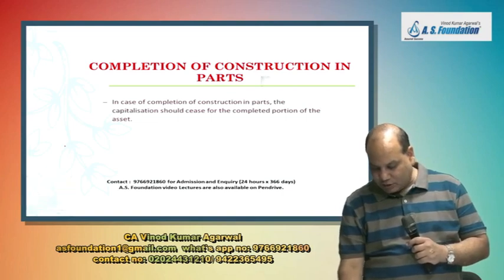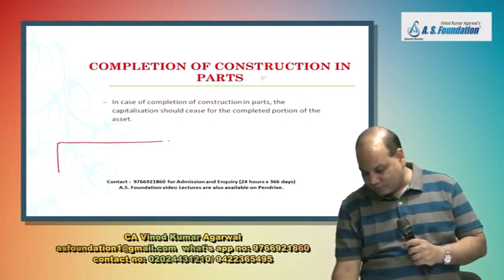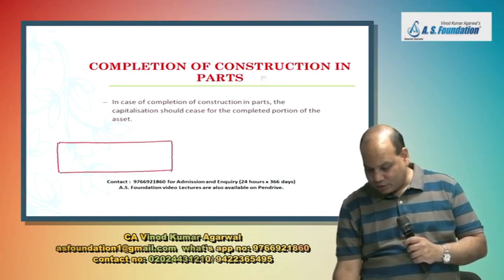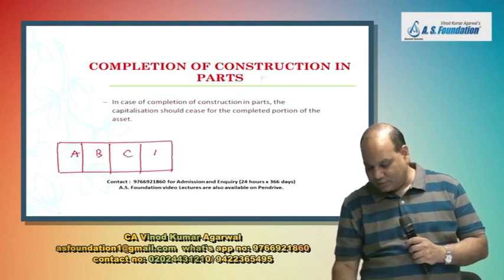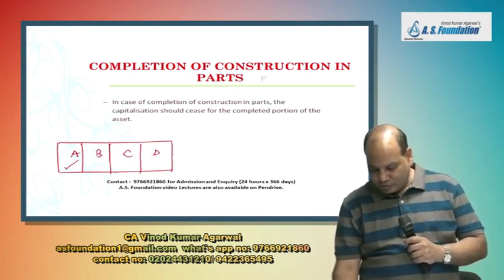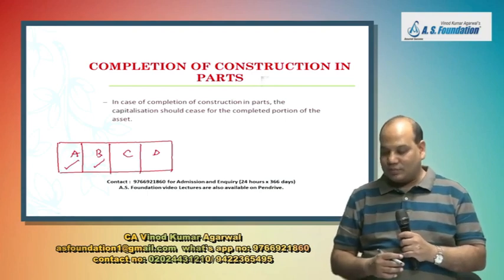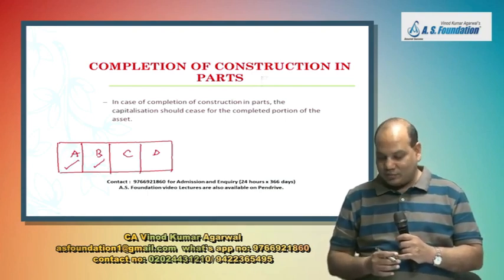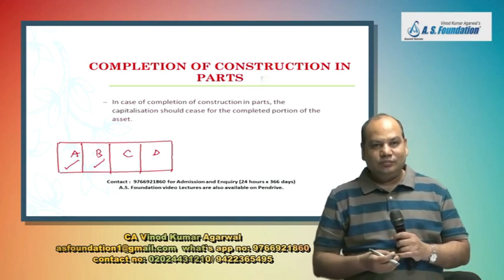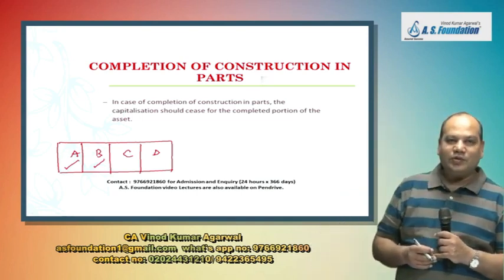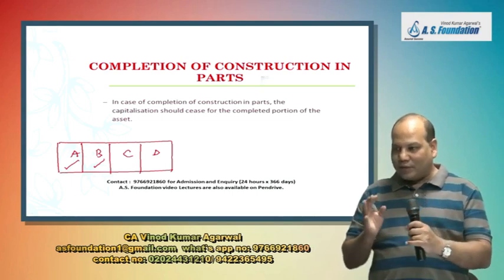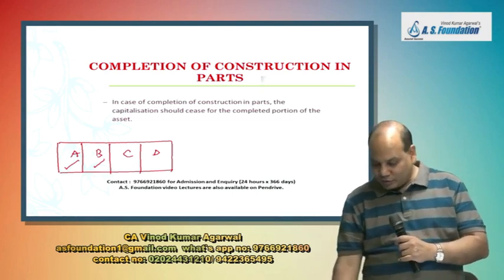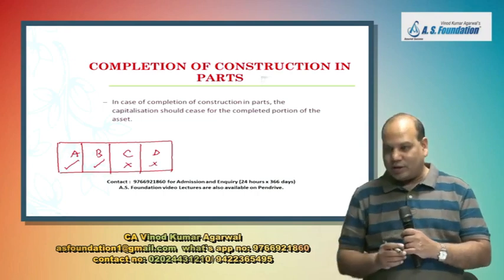Let us say this is an amusement park. It has 4 buildings, A, B, C, D. A and B are ready and opened for the public. They are collecting the money from the visitors, and the visitors are happy to enjoy the fun activities in A and B. These two are not yet ready.